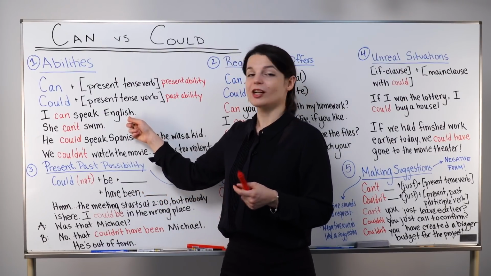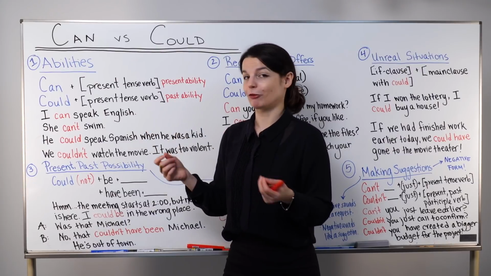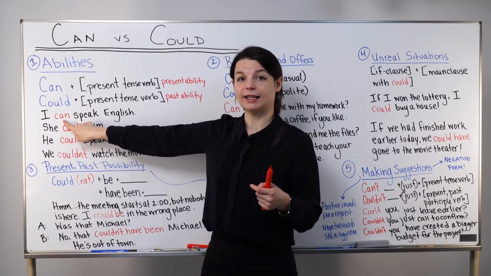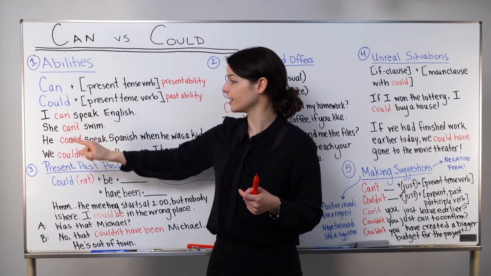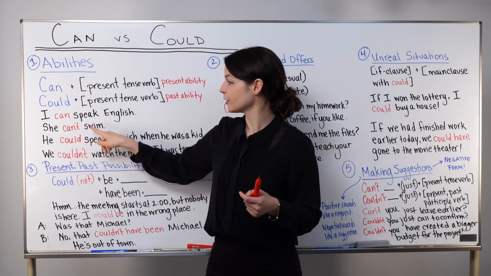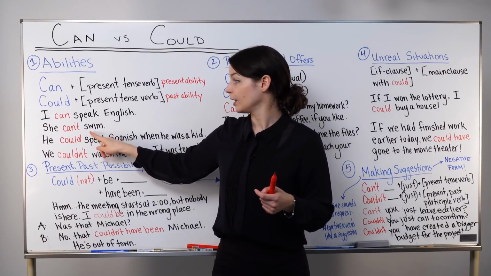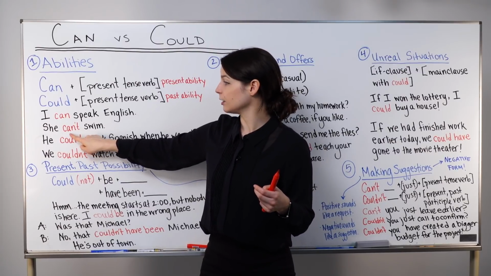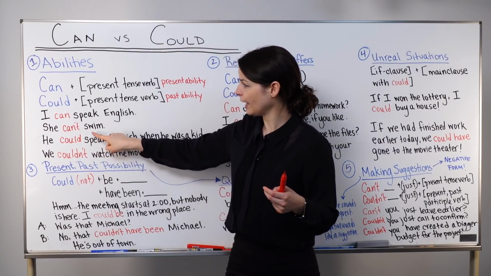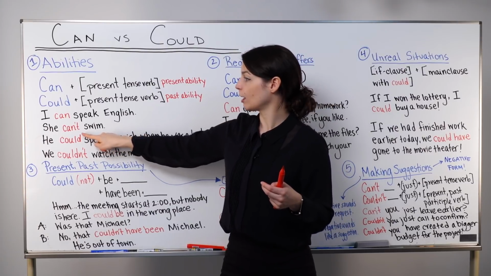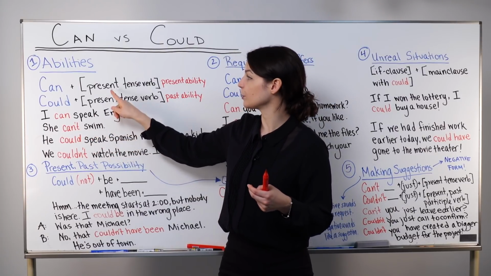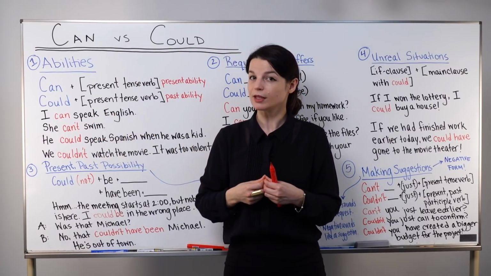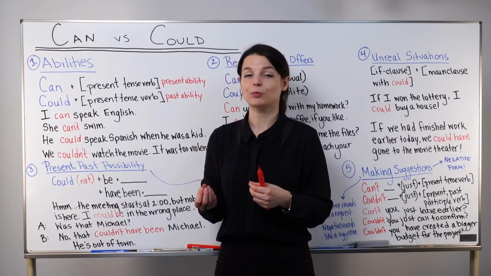Of course, we could change this to a negative. I can't speak French, for example. We can use the same pattern, just replacing can with the negative can't. Let's look at a different one though. She can't swim. So here my subject has changed, yes, to she. There's no change here to reflect the subject. And swim, my verb following can't, remains in the present tense. So these are very basic examples of how to express our abilities with can and can't in present.